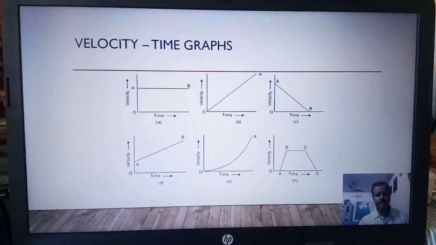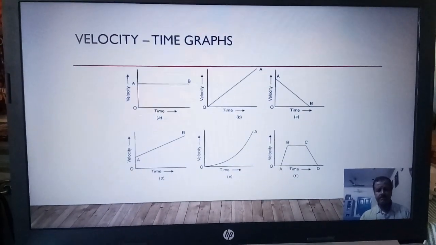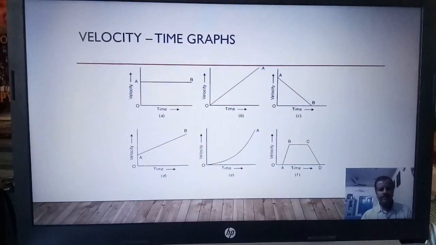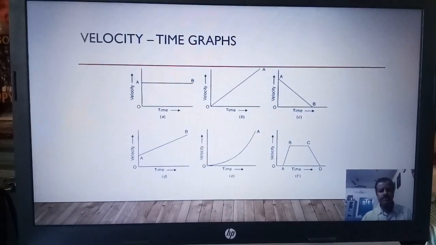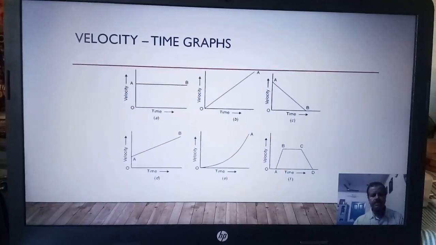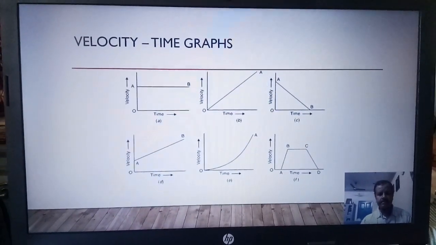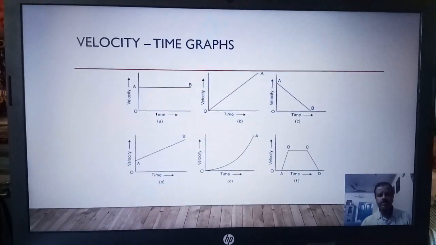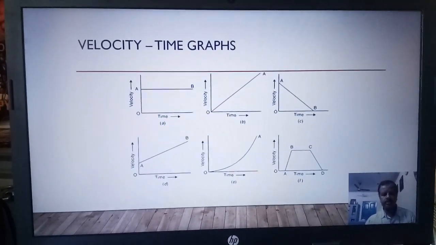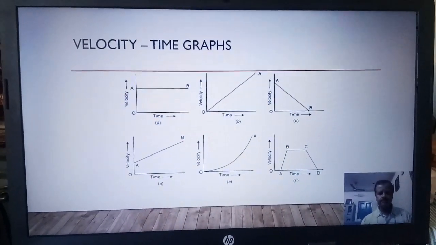Now there are various types of velocity time graphs. You can see there are 6 different types of graphs for our studies. The first one is the velocity time graph for an object having uniform velocity. You see, when the object doesn't change its velocity, then the graph AB is parallel to the time axis. It is said to be in uniform motion. So for a uniform motion, the velocity time graph is parallel to the time axis.